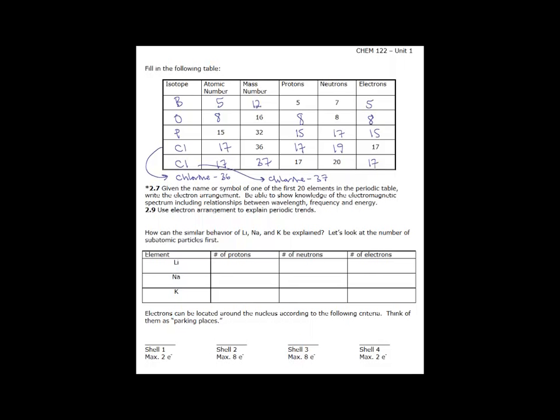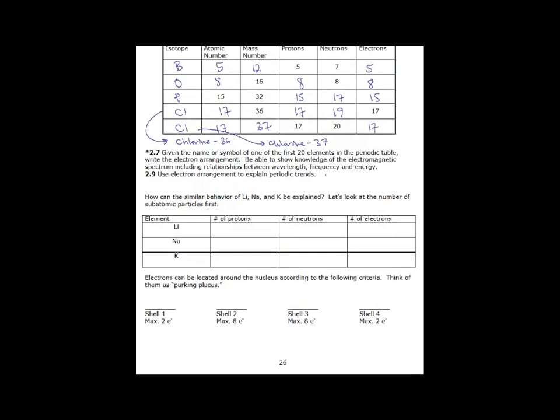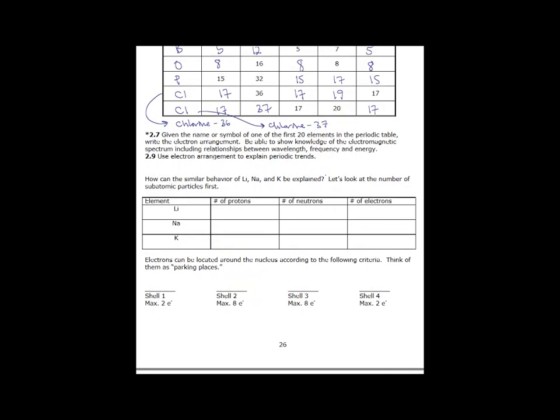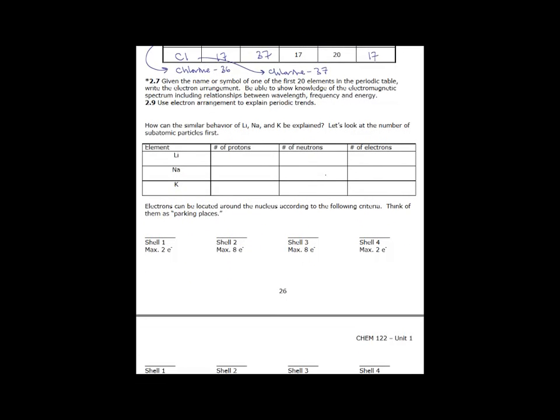Okay, so now we're going to move on to arrangement on the periodic table. So why are the elements grouped in the way that they are? Remember that we talked about the periodic table. It has to do with the similar behavior. How can that be accounted for? So let's look at our periodic table.